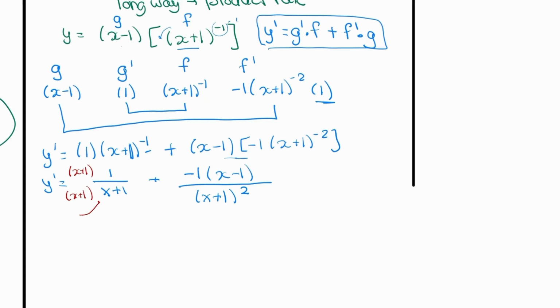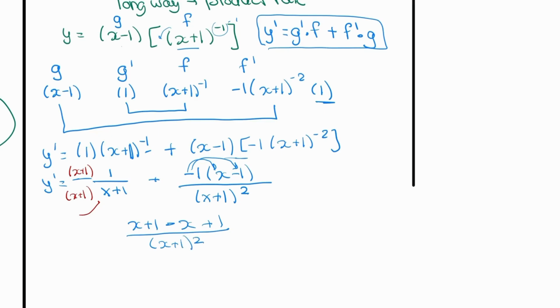So that leaves me with x plus 1. So x plus 1 times 1 is x plus 1. Then I have negative 1 times x minus 1. So this becomes minus x plus 1, all over (x + 1) squared.